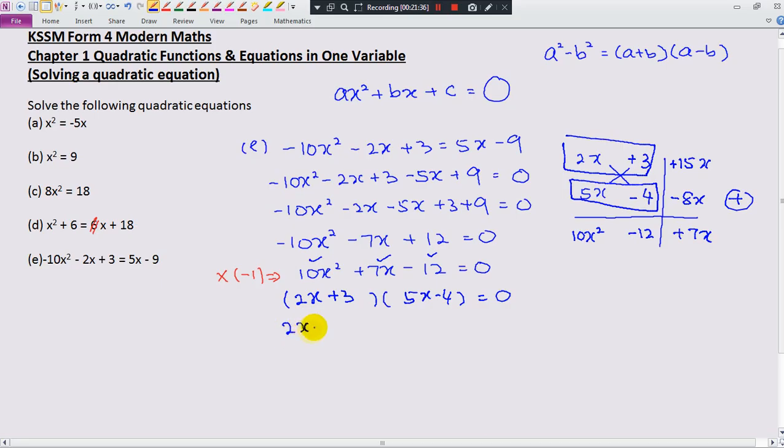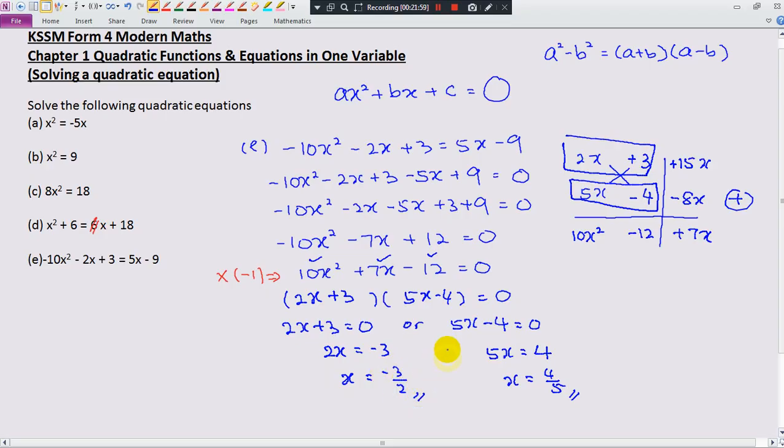Okay, so 2x plus 3 is equal to 0, or 5x minus 4 is equal to 0. So this 5x is equal to 4, x is equal to 4 over 5. How about this one? 2x is equal to negative 3, x is equal to negative 3 over 2. So these are two answers for this quadratic equation.